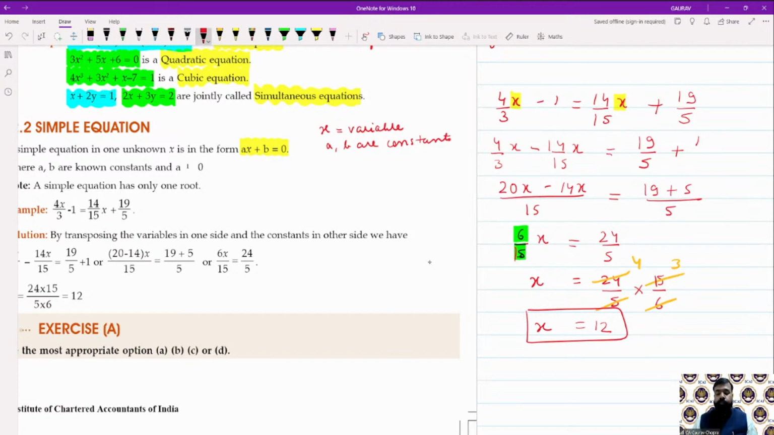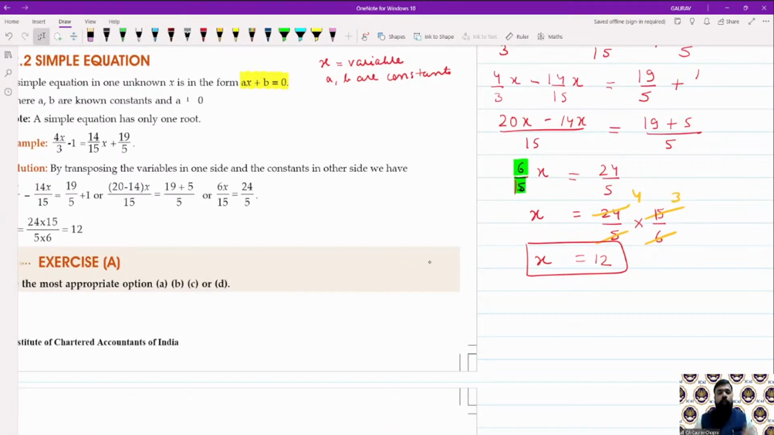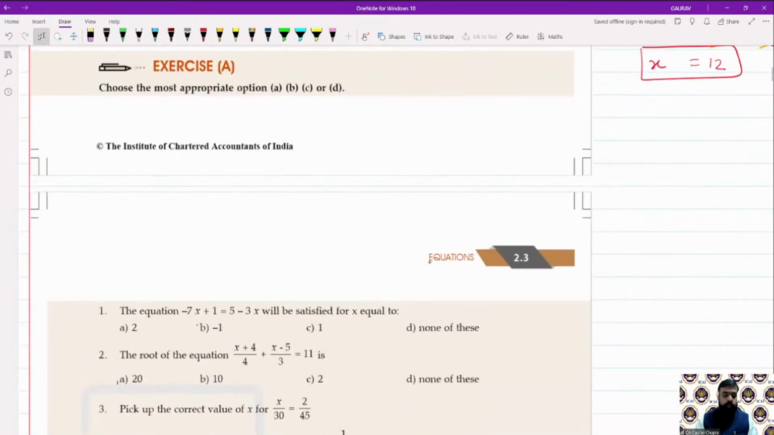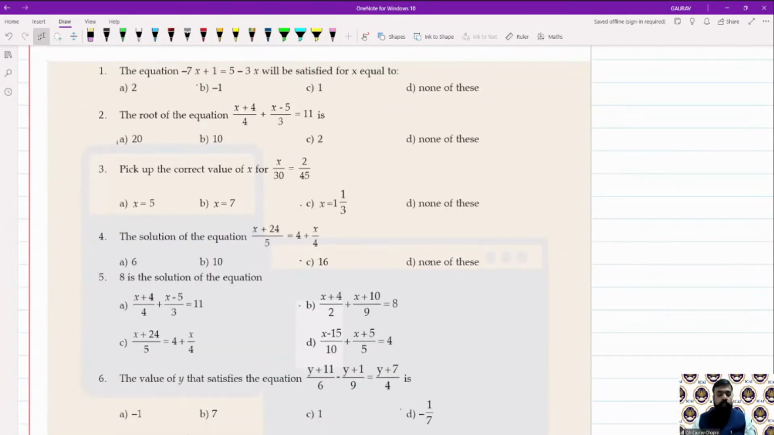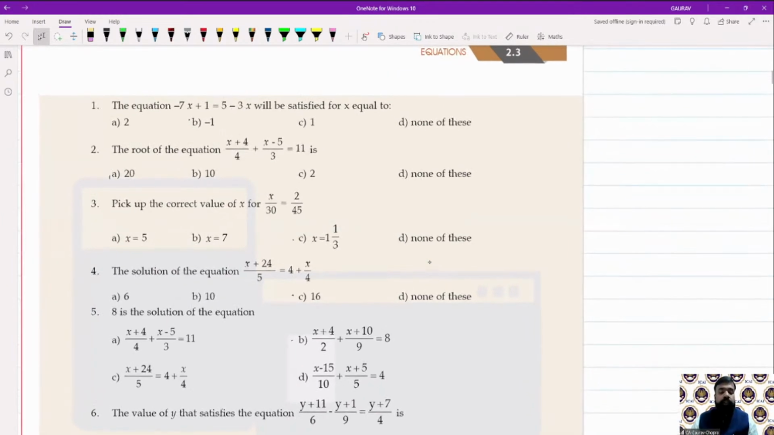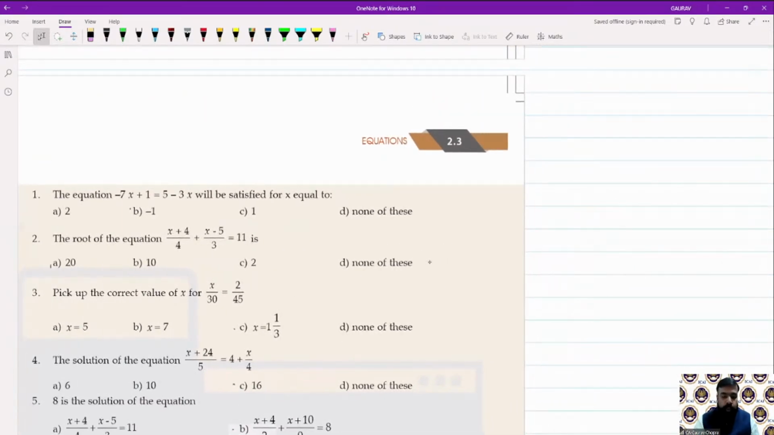All right. So this was the first simple question based on the simple equation. Now let's come towards the first question of the exercise. The equation minus of 7x plus 1 equal to 5 minus 3x will be satisfied for x equal to. So let's try this first question.